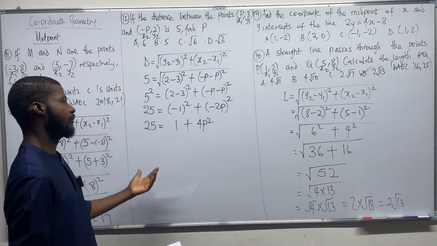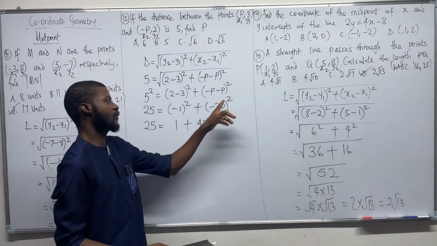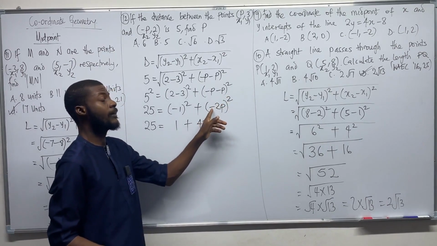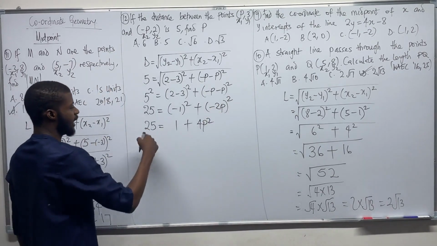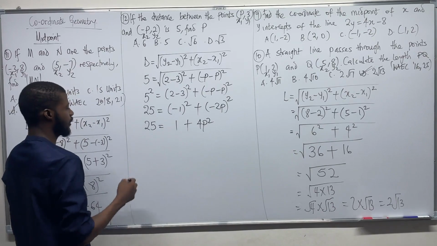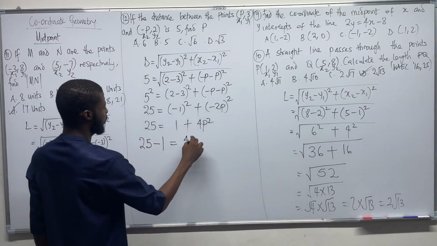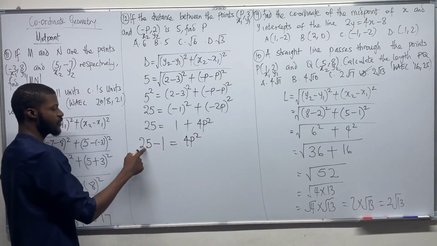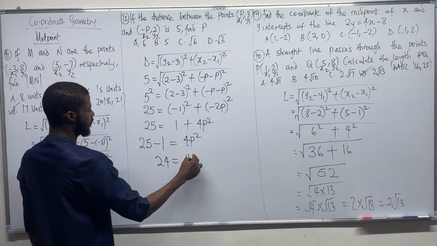Because p times p is p squared, 2 times 2 is 2 squared, minus times minus is plus. Now can I move the 1 to the other side? Yes, it becomes minus. So this is 25 minus 1 equal to 4p squared. 25 minus 1 is 24 equal to 4p squared.